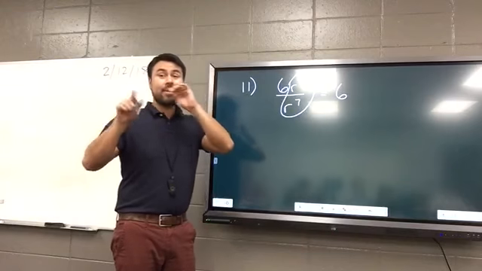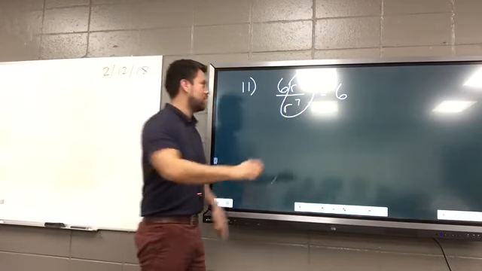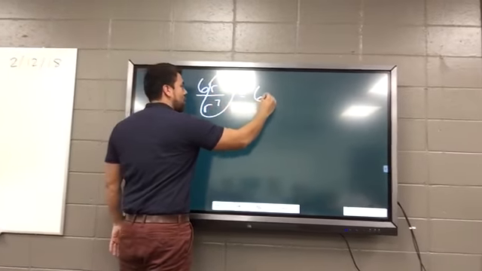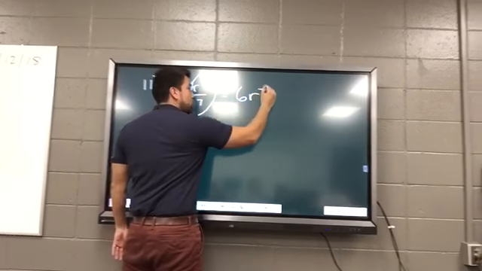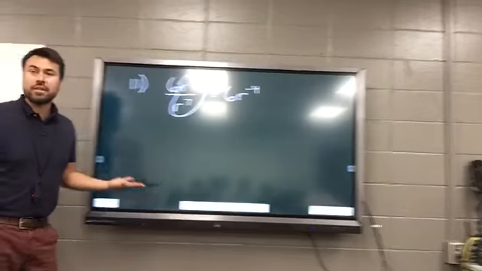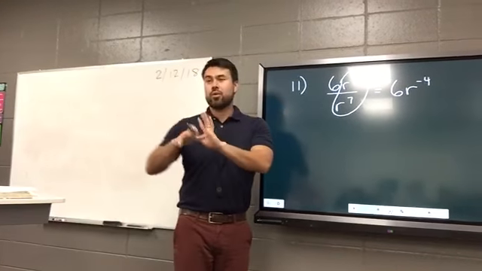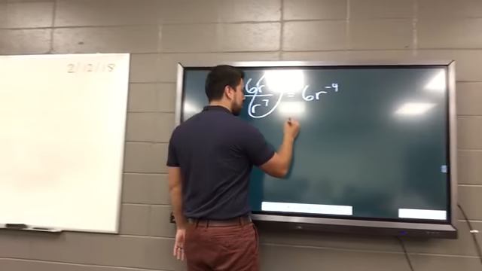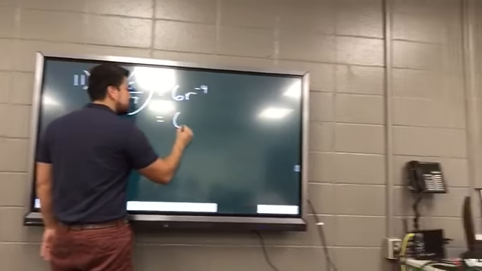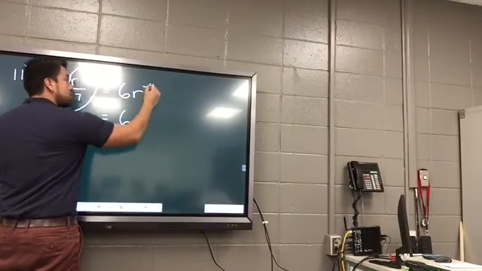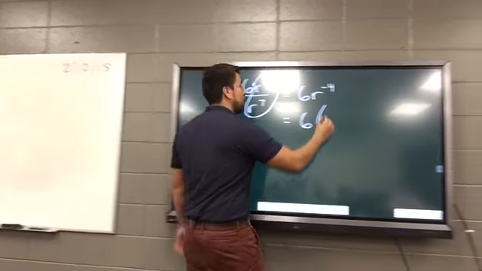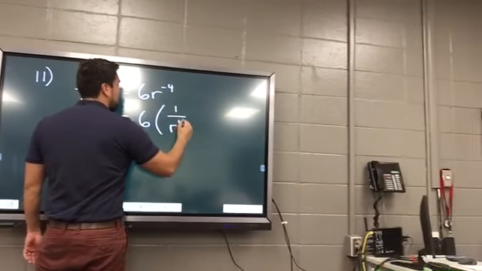Okay, great. Give me just your first r to the what? Okay, you would get this, right? But is that how we leave our answer? No. So what you have to do is think through it, or you can go through this step a little bit differently than I do. It's okay. So 6 times, what's r to the negative fourth in reciprocal form? 1 over r to the fourth.